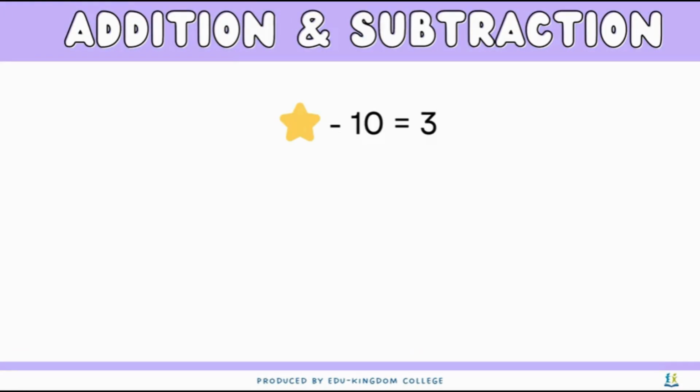So, let's have a look in this case for addition and subtraction. I have a star, which represents some number. The star minus 10 is going to give me 3. So what would the star equal to? The equal sign actually represents that the two sides are the same. In other words, star minus 10 should have the same value as 3. Now, what I need to do to find out what the star is going to be is to get rid of the minus 10.